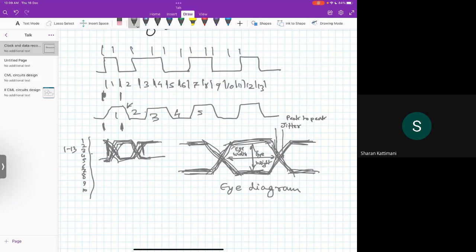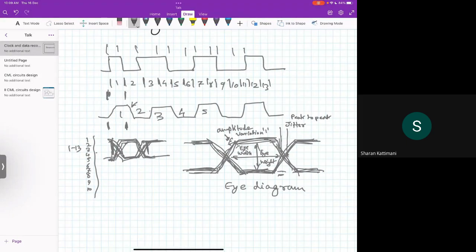Okay, and this is amplitude variation. Variation for logic 1, and similarly here you have amplitude variation for logic 0, but this eye height will give you a better way. So this eye height is generally taken at 50%, or you can say at the middle of the eye. Okay, so this is the eye diagram.